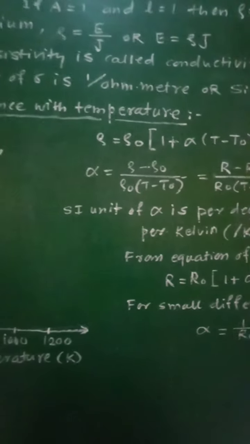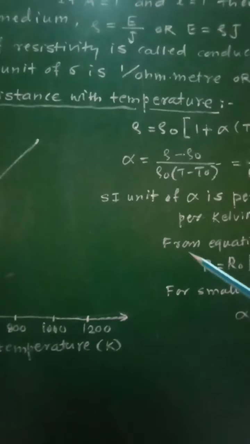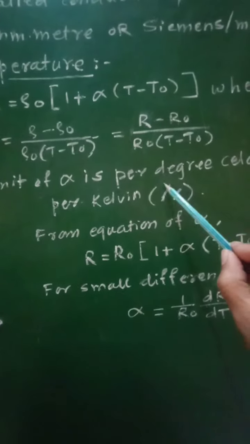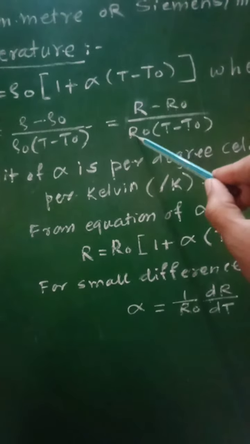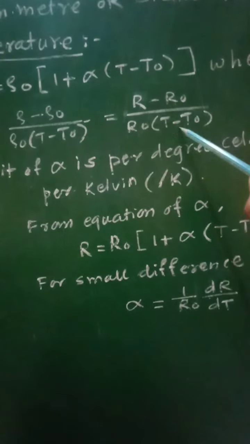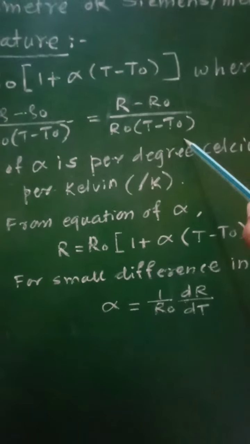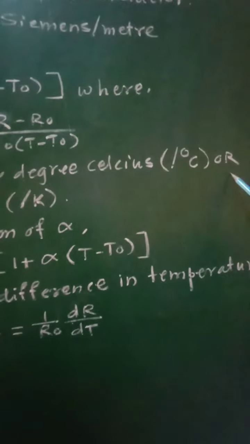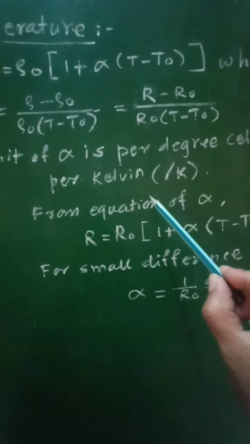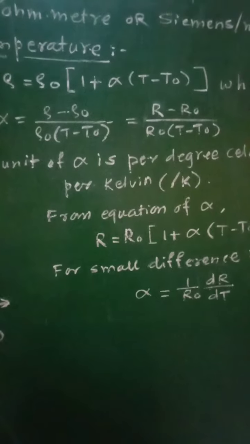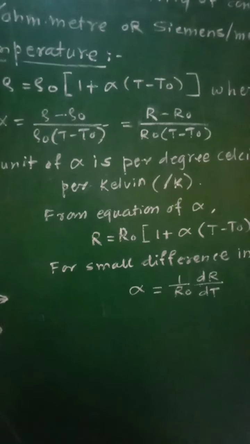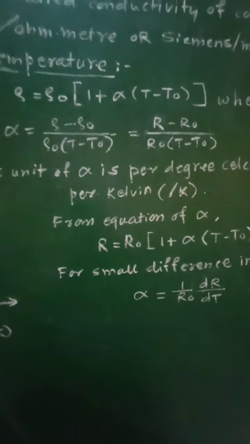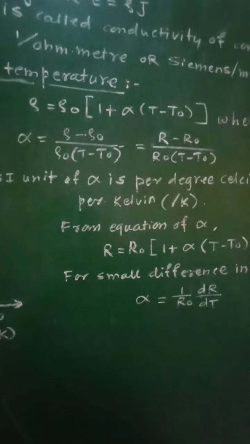Now the SI unit of this temperature coefficient of resistance, alpha: here the unit of resistance will get cancelled, and we will get only the unit of temperature in the denominator, and therefore it will be per degree Celsius or per Kelvin. Therefore the SI unit of alpha, the temperature coefficient of resistivity or resistance, is per degree Celsius or per Kelvin. So this will be the SI unit for alpha.